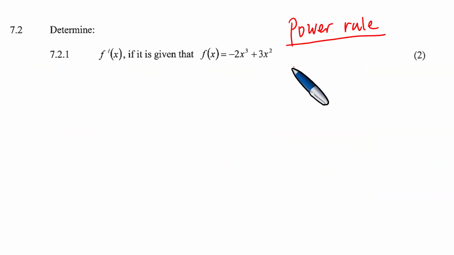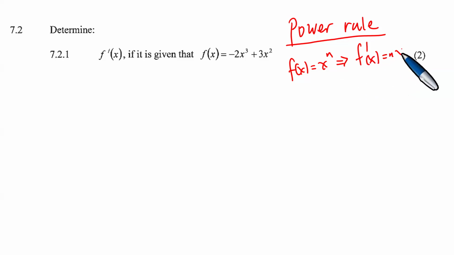Well, the power rule is clear that f of x equals x to the power n implies that f primed of x is nx to the power n minus 1. This is the power rule of differentiation. Okay, we want to determine f primed of x if it is given that f of x is this. So we proceed in a step-by-step fashion as follows.